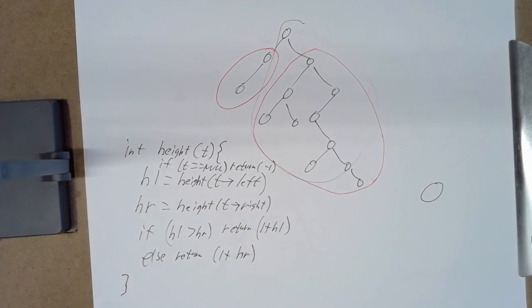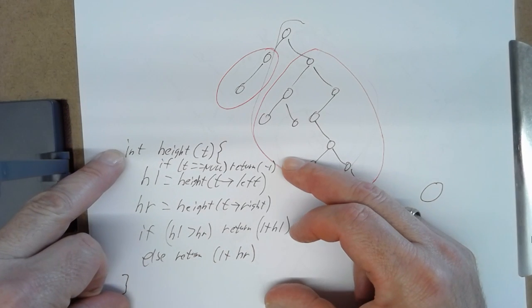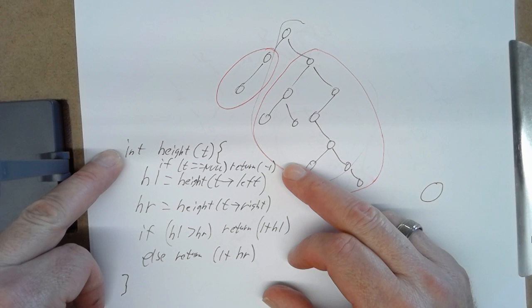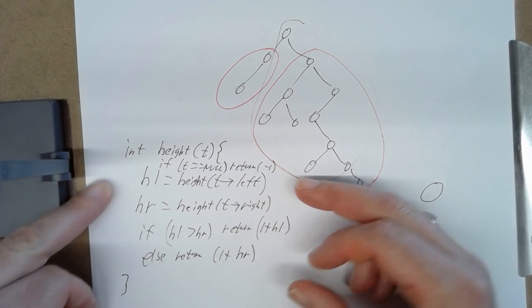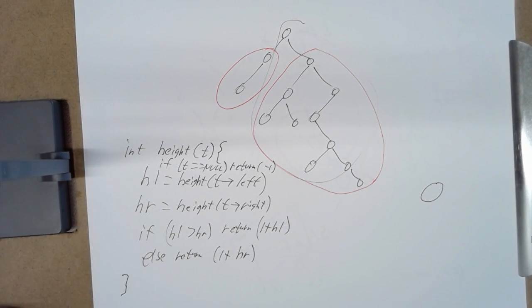And this is almost the definition of height. It's 1 plus the height of the deepest tree, or the tallest tree. So we got a recursive formula for height. We've got a recursive definition of balance. We've got recursive insert, search, traverse. And we can do a recursive delete.